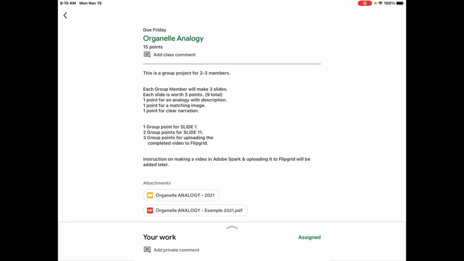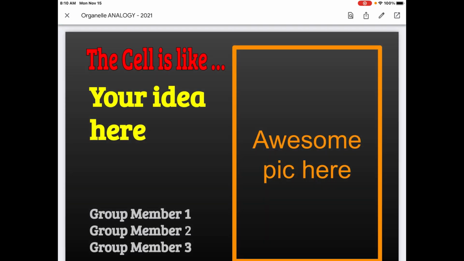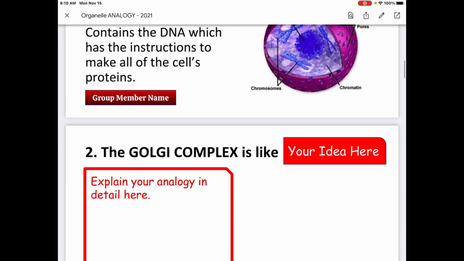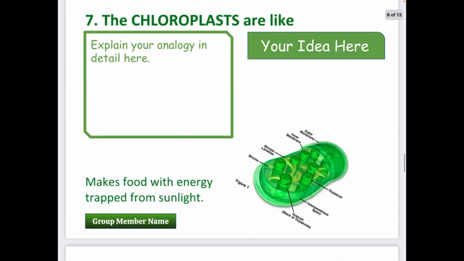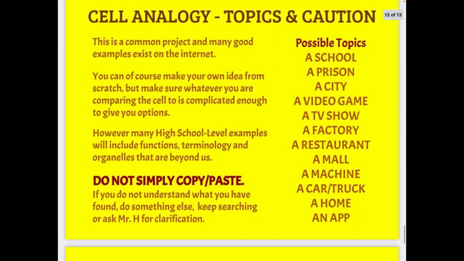The other thing we need to see is that we have to pick a topic. So this might be more important to do first, to go research a topic. An analogy compares the cell to something else. The yellow slides at the end are kind of instructions and grading.